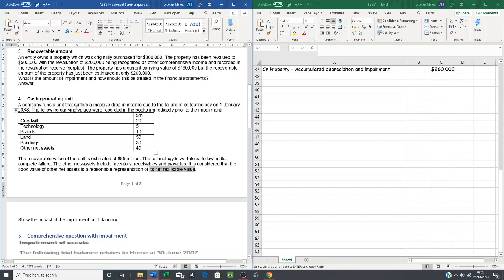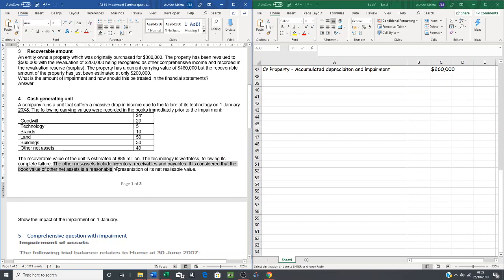A company runs a unit that suffers a massive drop in income due to a failure of its technology on 1st January 2008. The following carrying values were recorded in the books immediately prior to the impairment. So we have goodwill, technology, brands, land, building, and other net assets. The recoverable value of the unit is 85 million. So the entire CGU is worth 85 million. The technology is worthless. So we need to write it off first of all. The impairment loss will be given to it first, following its complete failure.